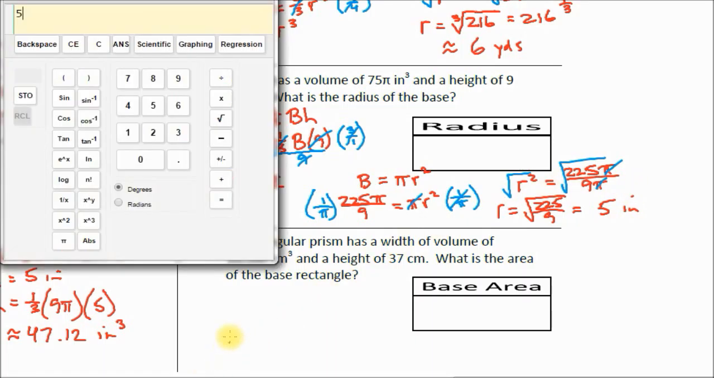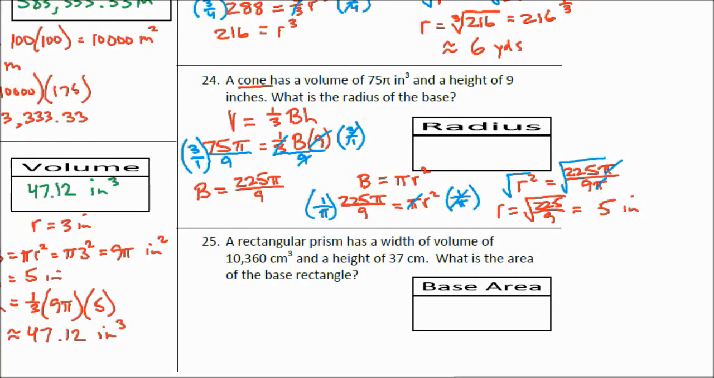Now, look at one more thing, class. We could have done it this way. We learned this. You could have put this in as 225 divided by 9. There's my fraction. And then I'm going to raise that to the exponent 1 divided by 2, because the exponent of 1/2 means square root. If I press equal, I get the same thing exactly. I get 5. So our radius in this case is 5 inches.